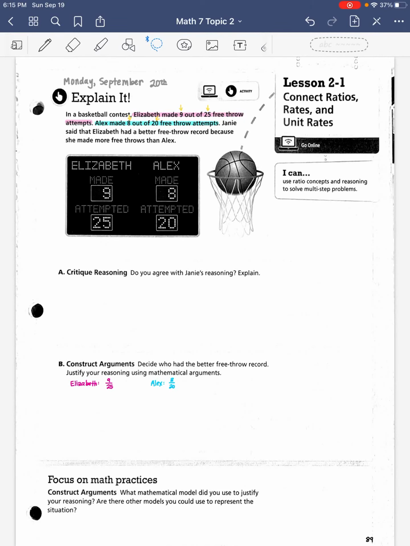Hey everyone, today is Monday, September 20th, and we are starting lesson 2-1 today. It's on page 89 in your brand new packet.